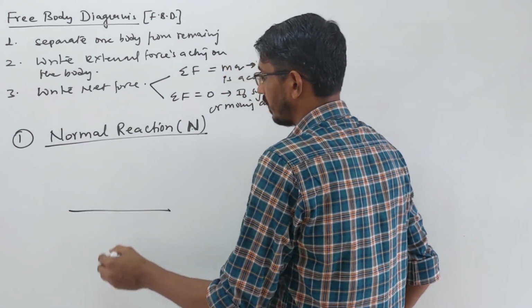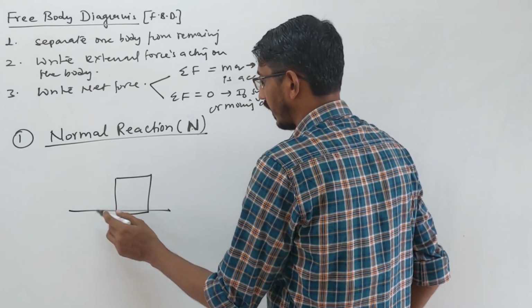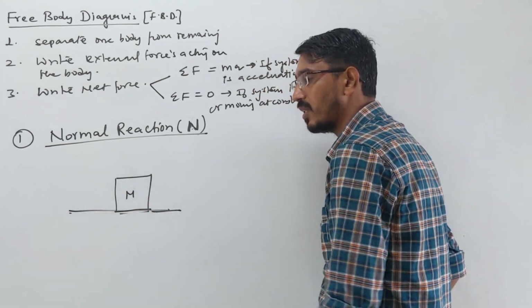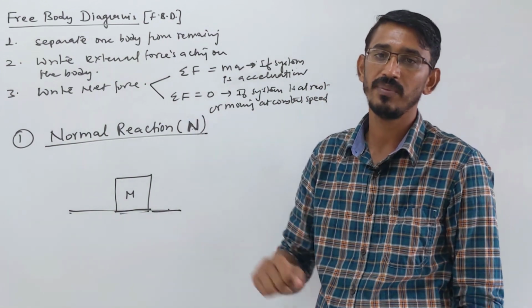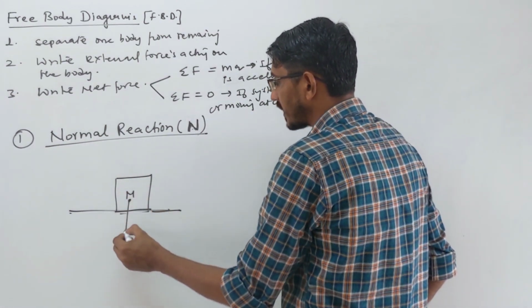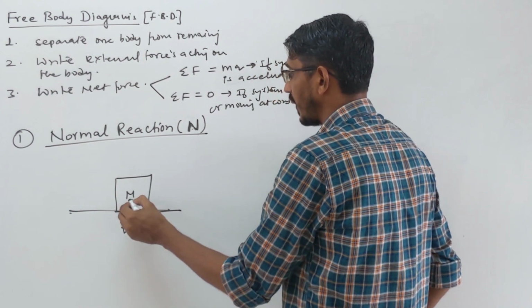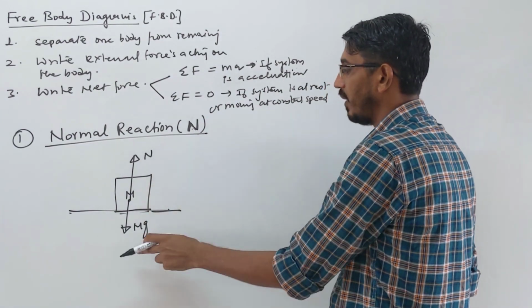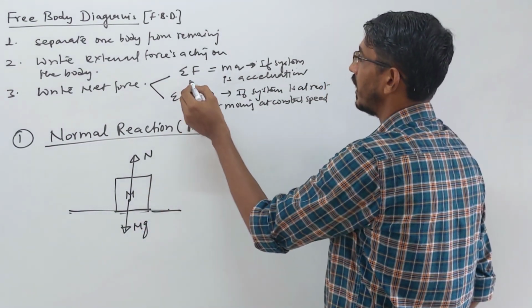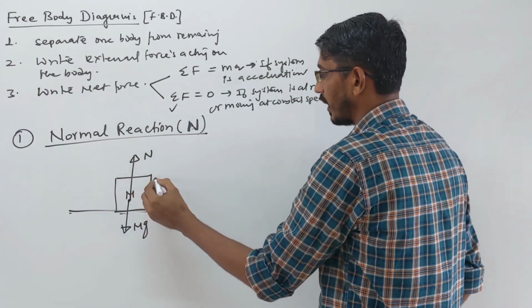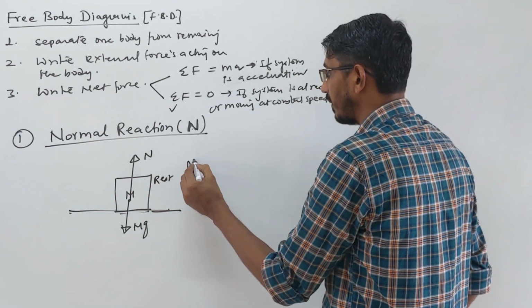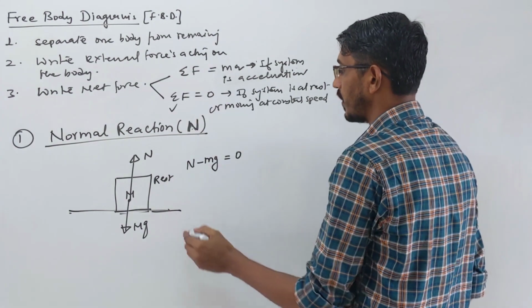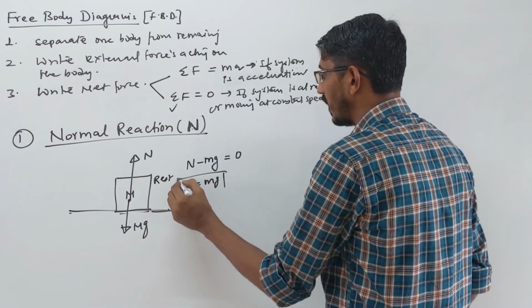For example, there is a table or some surface, you put a block here of mass m. This block is in contact with this surface, so the surface will exert a normal reaction on this block. This block will exert a force of Mg. Then the surface will exert a reaction of N. And we already learned Newton's third law, that this N will be exactly equal and opposite to Mg. Since this block is at rest, how do you write it? N minus Mg should be equal to 0. Ma becomes 0, so N should be equal to Mg.